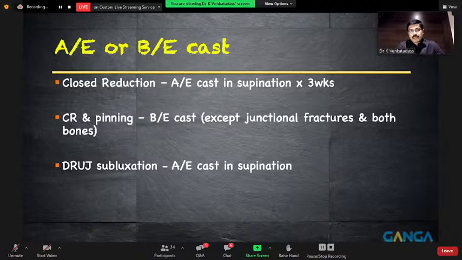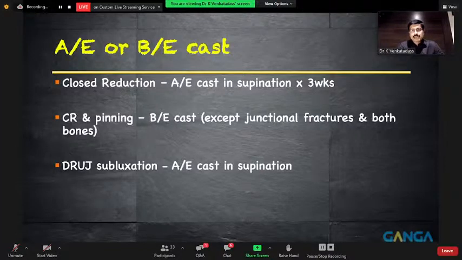So whenever we do closed reduction along with pinning, I do a below elbow cast application. But the exceptions are when we have a junctional fracture, which is at the exact junction of the metaphysis and the diaphysis, because these fractures are known for redisplacement, and we will not be able to get a good stable fixation with a pin. So I tend to put an above elbow cast in this situation. Also, if there is an associated fracture of the ulna, I tend to go for an above elbow cast. And if there is an associated distal radioulnar joint subluxation, again I prefer to put an above elbow cast in supination.